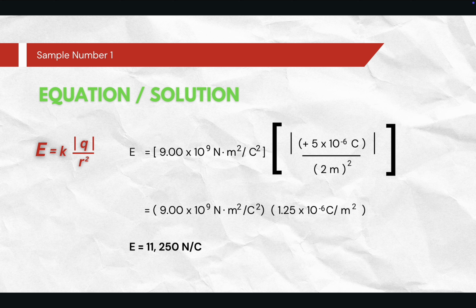The formula we'll use is the one in red: E is equal to K times the absolute value of Q over distance squared. So, we substitute again. The one with the bar comes first. So, positive 5 times 10 raised to negative 6 coulomb over 2 meters squared is equal to 1.25 times 10 raised to negative 6 C over m squared.